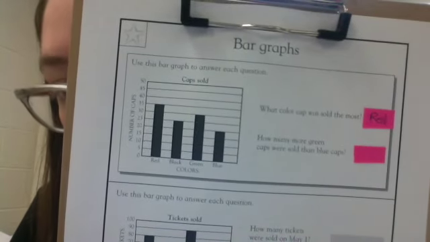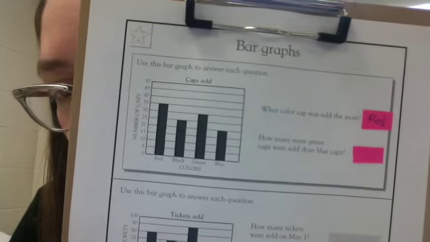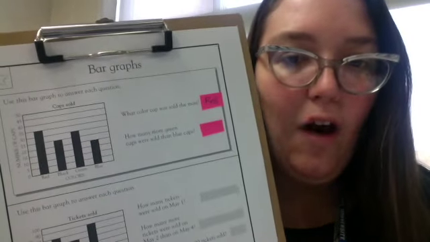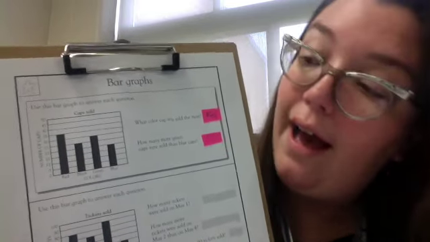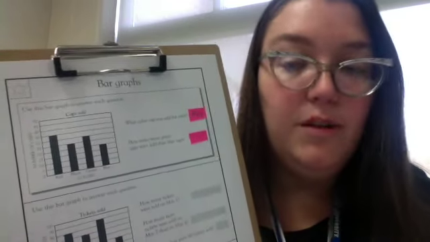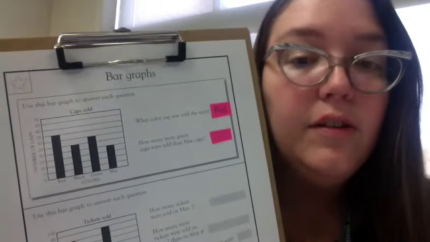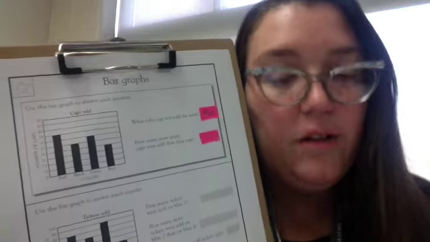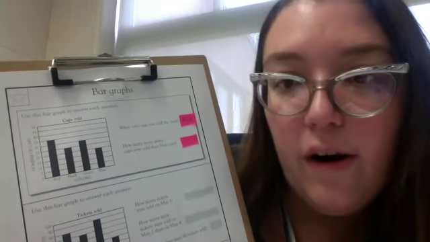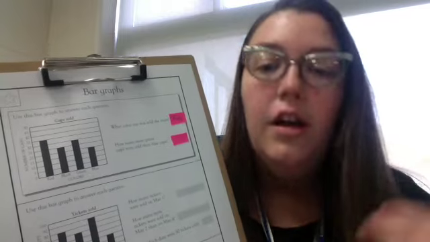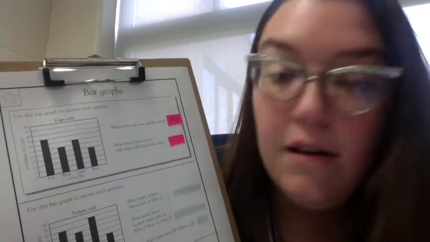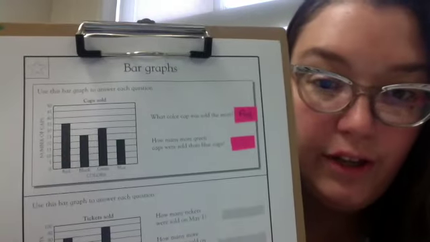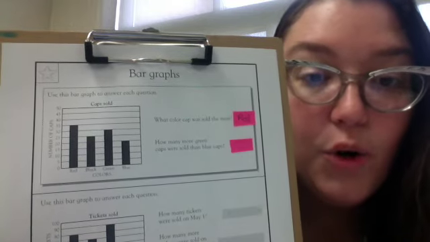And then we have, how many more green caps were sold than blue caps? So that is a very common question in a bar graph. How many more? And that's where I'm going to have to do some math. So these more obvious ones, like what color sold the most, that information's right in front of us. And this one is too, but we have to do a little bit more work. So how many more green caps were sold than blue? I'm going to look at green and blue only. I am not going to look at red or black right now. Only green and blue.